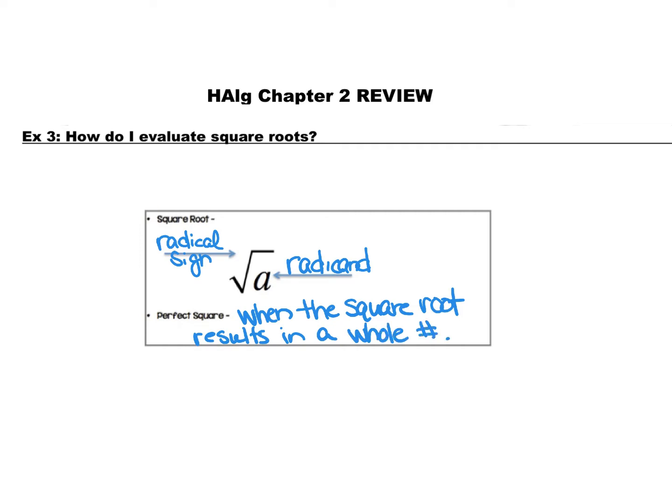All right, and so what do I mean by that? I could have like the square root of 16. Well, because 4 times 4 is equal to 16, the square root of 16 is equal to 4. We could have the negative square root of 25, and because 5 times 5 is 25, I'd have 5, and then I would have the negative put back on there. Those are both considered perfect squares.